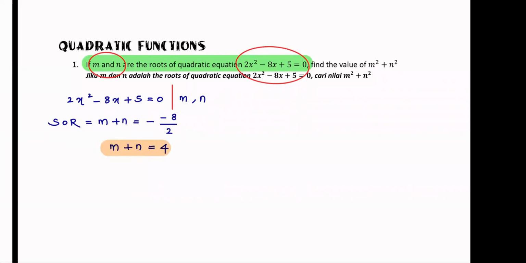And then we go for another one. We go for POR. POR is just multiplying these two. POR is a times of these two, right? So M times N becomes Mn. And the formula of the POR is C over A. So C is 5. A is 2. So here it is. So we have already got these two things. See?